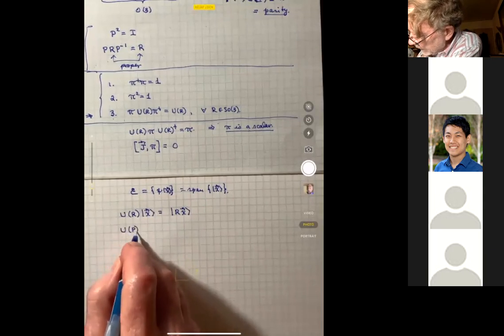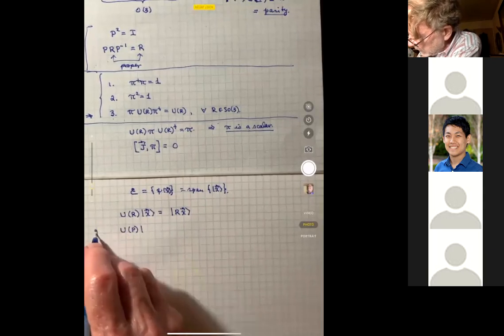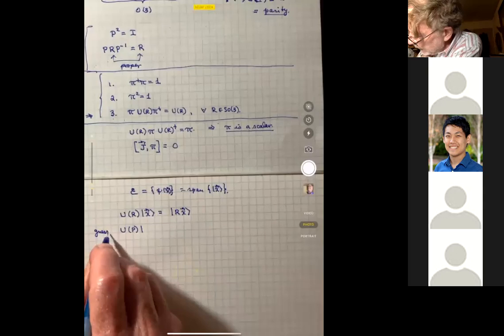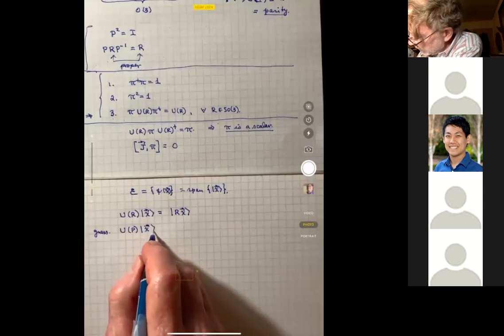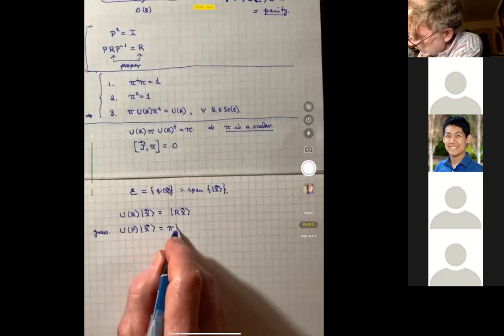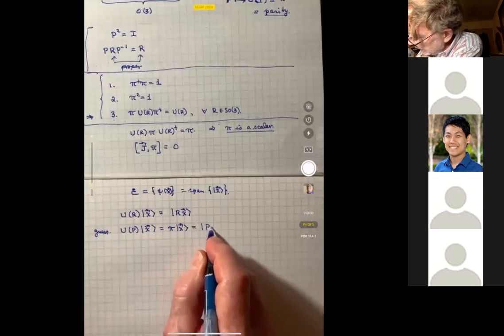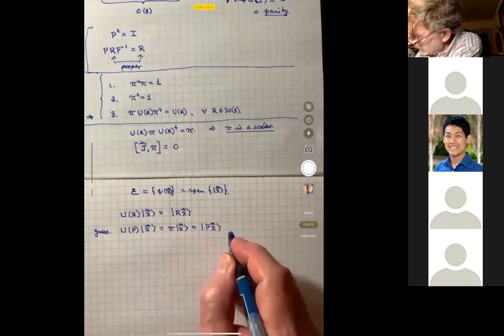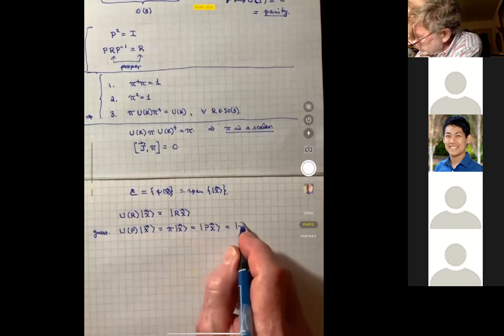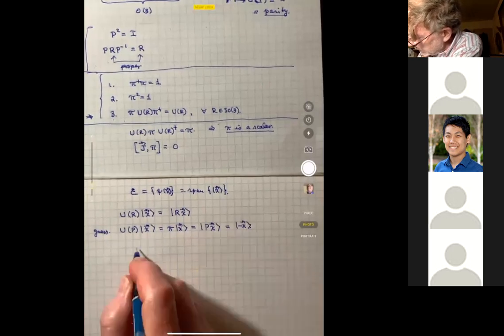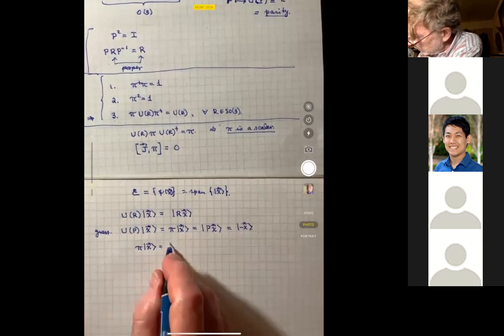Well, let's do the same thing. Let's guess again. This is really a guess now. But let's guess that U(P) acting on |x>, which is the same thing as pi acting on |x>, should be equal to the ket |Px>, which is the same thing as the ket at minus x. To summarize, pi |x> is equal to |-x>. It's an obvious formula.